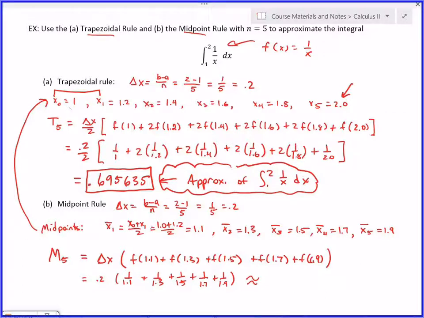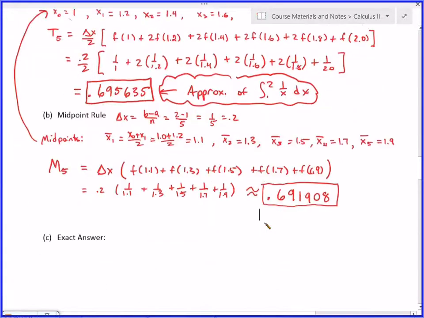Throw that in a calculator. And I get 0.691908. So again, that's an approximation.